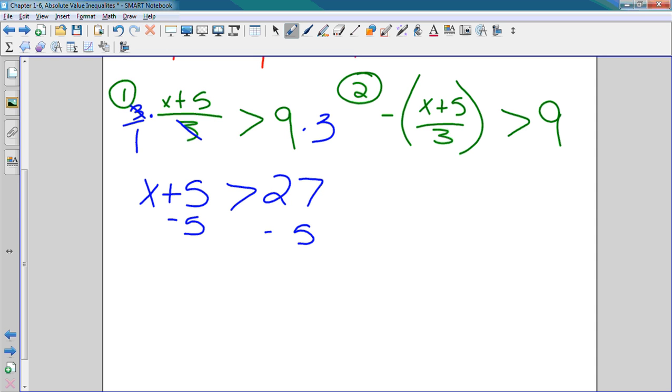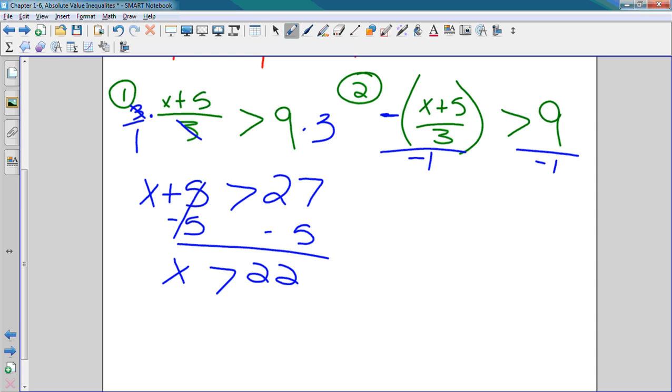Subtract 5. I have x is greater than 22. Now solve the other one. Remember when I told you if you want to get rid of this negative sign first, you do not have to distribute it? That's fine. Just divide both sides by -1. If it's on the outside of the parentheses, you can go ahead and do that. If we're inside the parentheses, then it would be a little more difficult. But since it's outside the parentheses, we can do that.